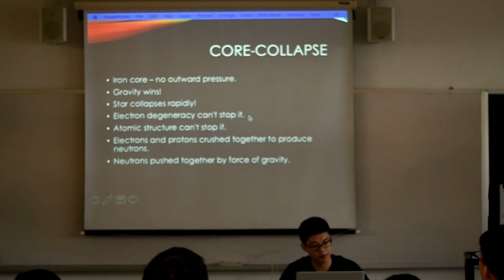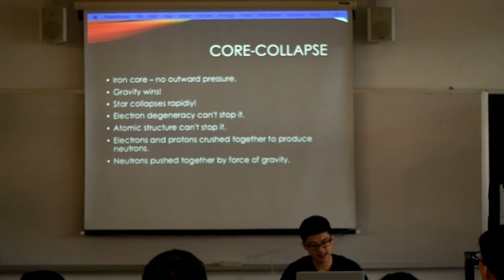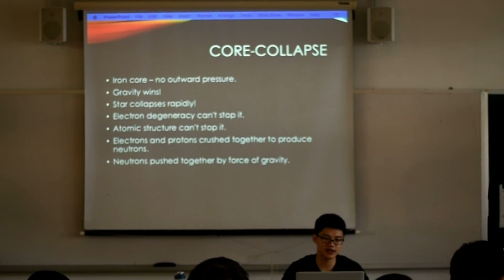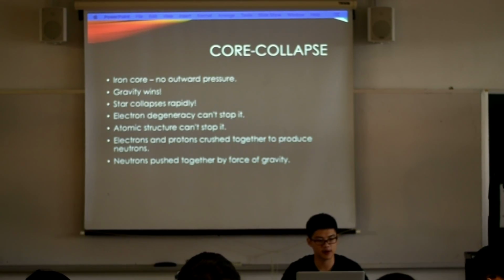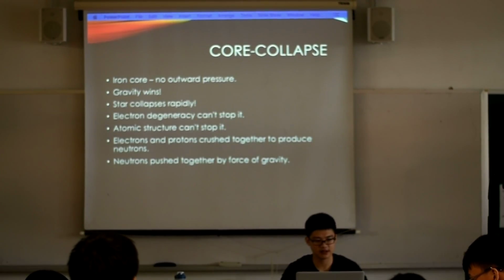The iron core does not have outward pressure because it will not undergo nuclear fusion. So gravity will win and the star collapses rapidly. Because the mass of the star is larger than the medium-sized star, the core is obviously more massive, and electron degeneracy cannot stop it from the gravitational pull. Atomic structure cannot stop it. So the electrons and protons are basically collapsed together.